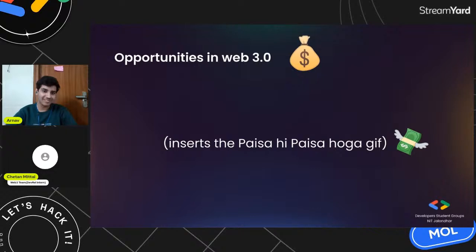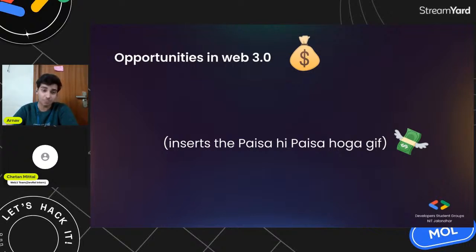Now, I guess this is a self-explanatory slide, right? What are the opportunities in Web3? Paisa hi paisa. It's one of the highest paying jobs right now, and writing a smart contract requires you to cover all edge cases and a lot of things. You have to make sure it's secure in a way that no one can break into it, right?